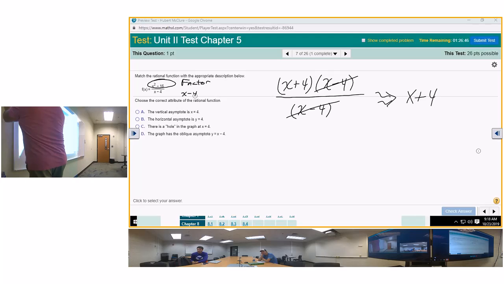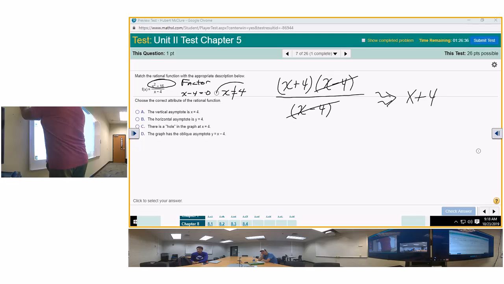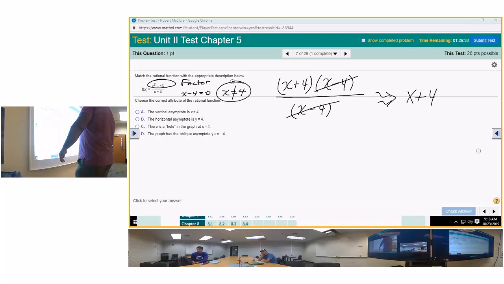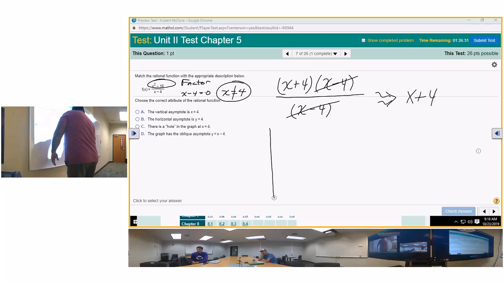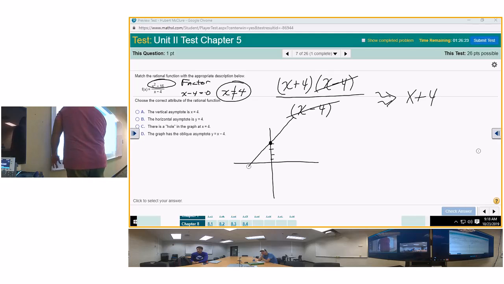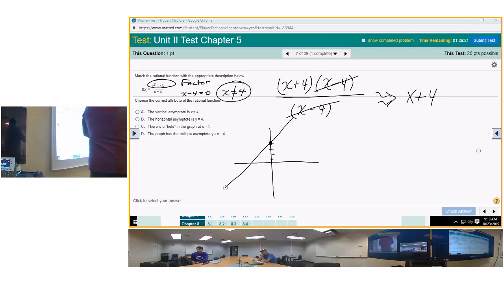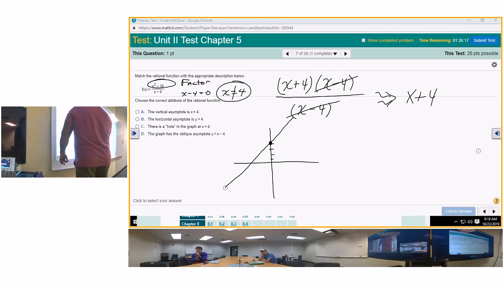X minus 4 is equal to 0. So therefore, in the original equation, you can't have what? 4. X cannot equal 4. But since you reduced it to this, you've basically got a line, 1, 2, 3, 4, vertical shift, and you've got a line 1 to 1 that's 45-degree angle.